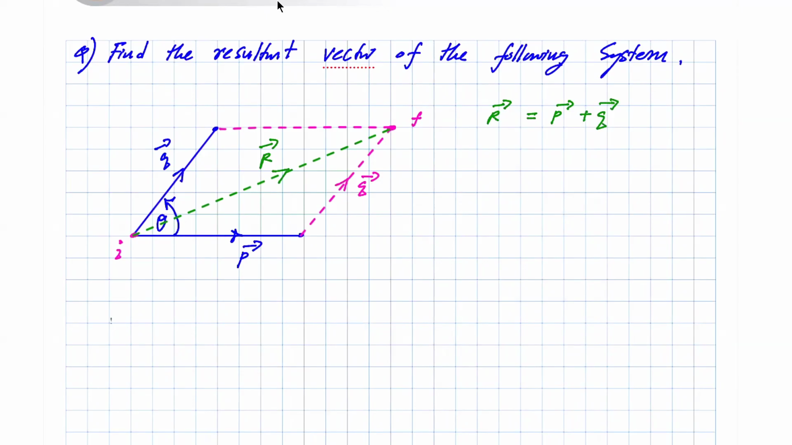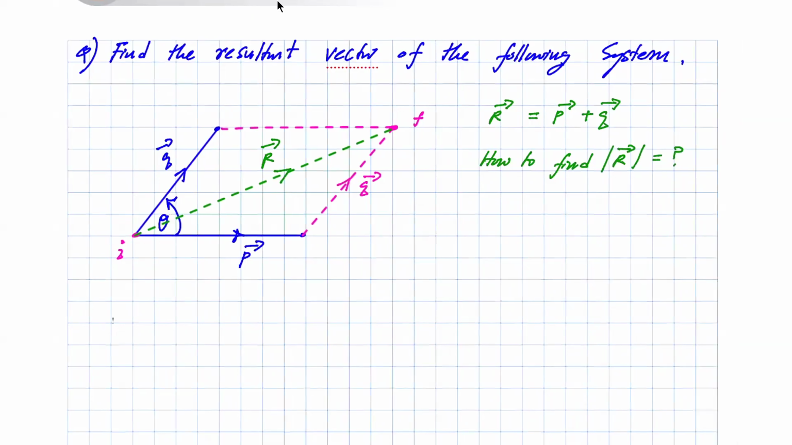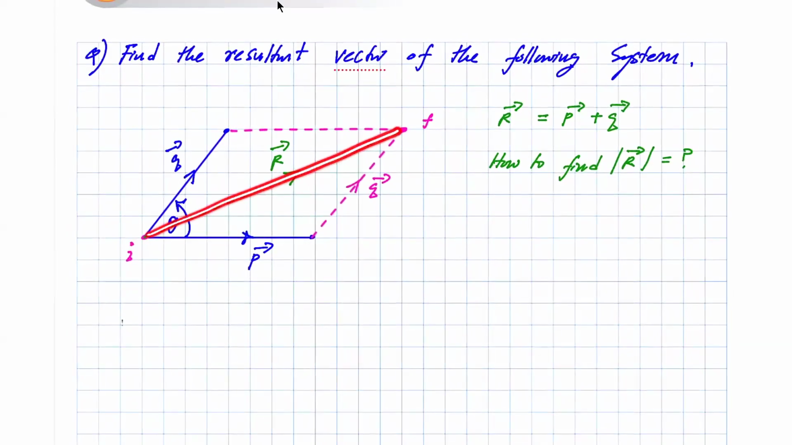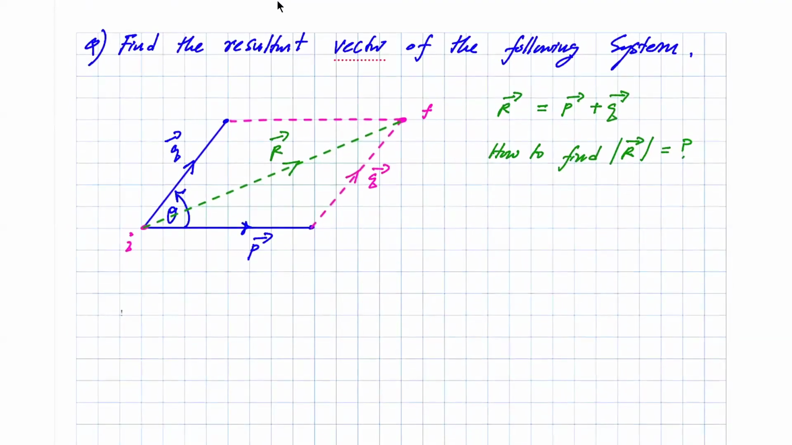Now the problem is how to find R vector magnitude. What is R vector magnitude? R vector magnitude is this distance. How to find that? Okay. To find that, we are going to extend this here. And then this one here, I'm going to make this 90. So now you can see that this one is a right angle triangle.